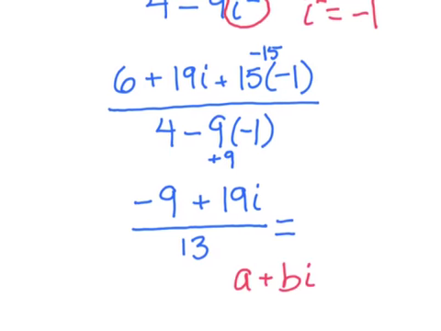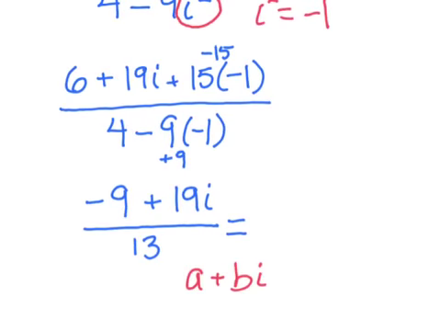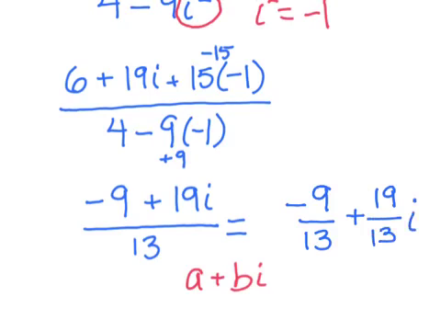So I'm going to, again, move over one last time, have a little bit of space here. And we simplify this by just breaking up the fraction into two parts and realizing that we have negative 9 over 13 plus 19 over 13i. And that'll be our final answer in standard form.